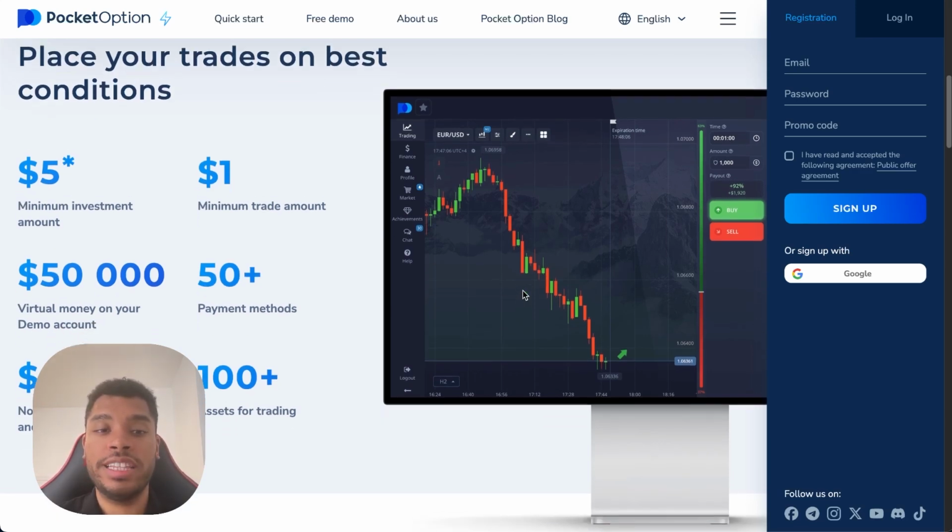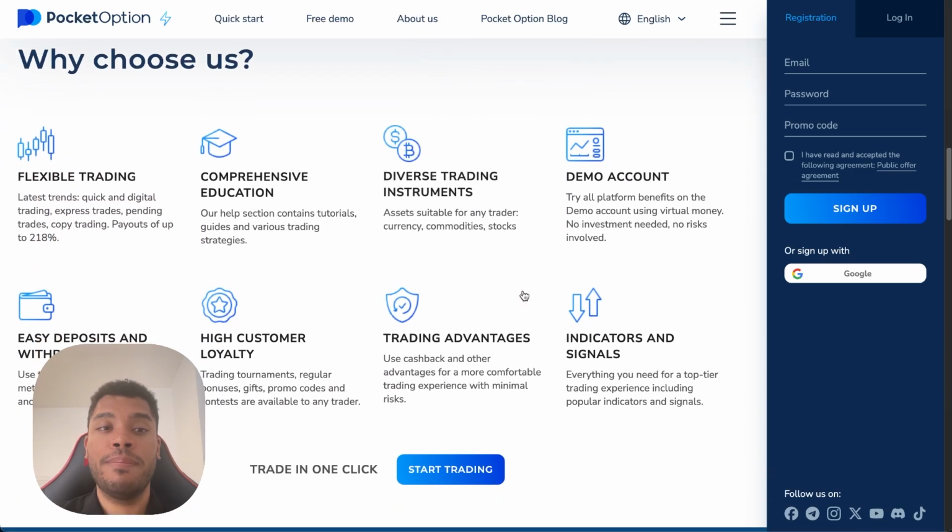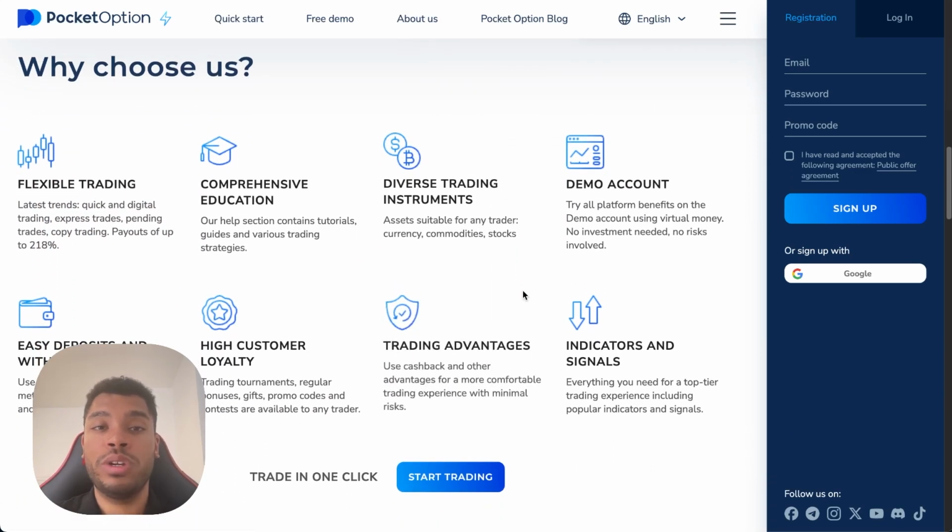If we keep scrolling down, we can also see a few more features that make Pocket Option one of the best binary trading platforms. Like for example, that you can enjoy flexible trading. In fact, there are different types of trades that you can place, and you're able to profit with each one of them. You get access to comprehensive education, so even if you're a complete beginner, you're going to understand how to use every aspect of Pocket Option. As I told you before, you can trade multiple assets, like for example cryptocurrencies, commodities, or stocks. You get access to a demo account that you can use to practice completely for free. You have access to a lot of different deposit and withdrawal methods.